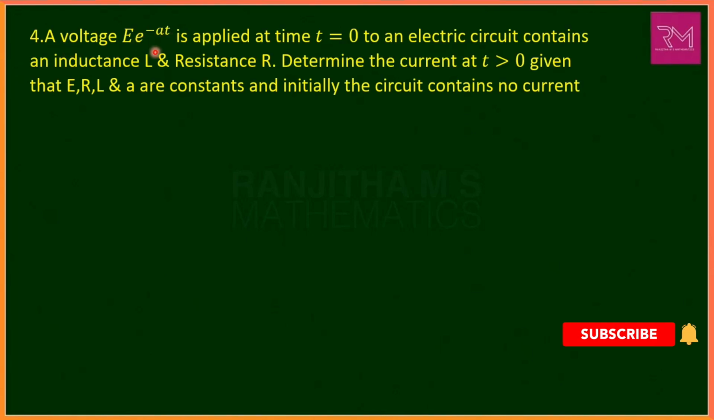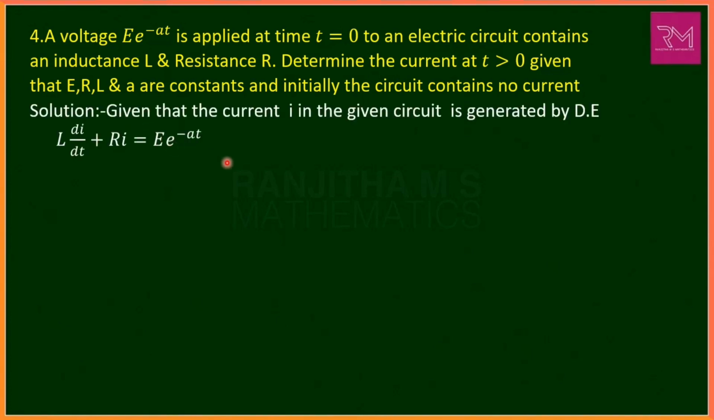A voltage E into exponential power minus at is applied at time t equal to 0 to an electric circuit containing an inductance L and resistance R. Determine the current at t greater than 0, given that E, R, L and a are constants and initially the circuit contains no current. So this is a problem as before.